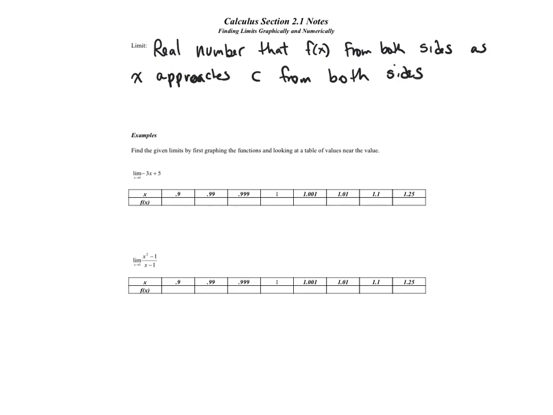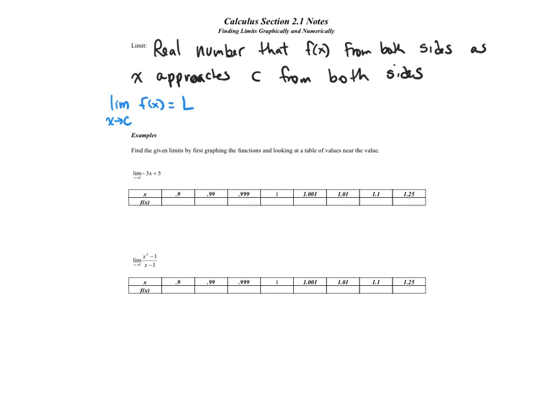So as our x values approach a given c value from both sides, we're looking for a real number that our f of x values will approach from both sides as well. This is what we call a limit. We generally write a limit like this: lim, limit, as x approaches c. So the x values approach c from both sides of some function that is going to equal our limit L.